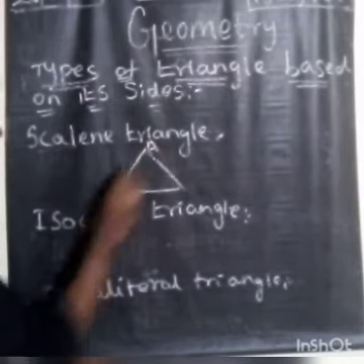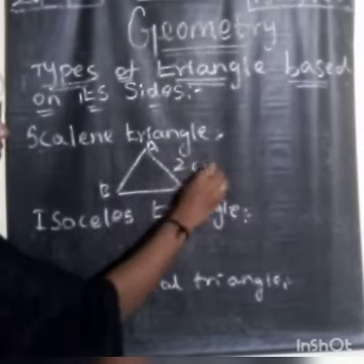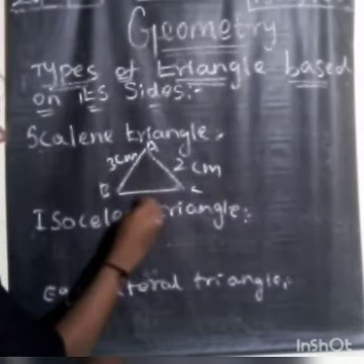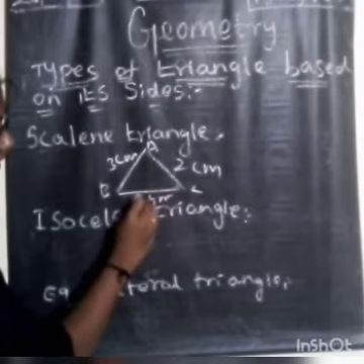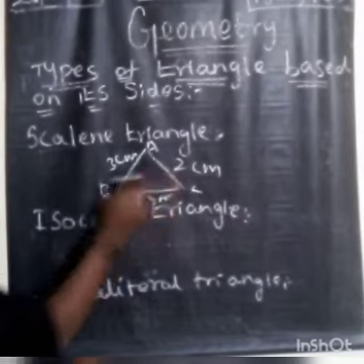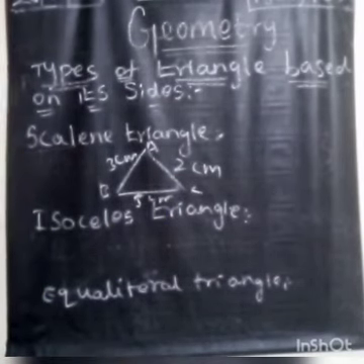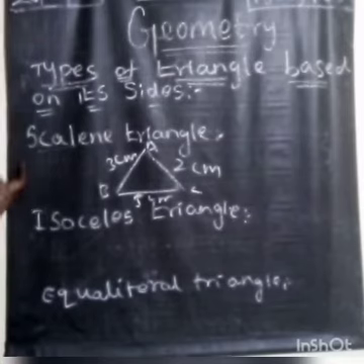In triangle ABC, the sides are 2 centimeter, 3 centimeter and then 5 centimeter. So here the three sides of the triangle have different lengths. These triangles are called scalene triangles. Okay. The next one is the isosceles triangle.